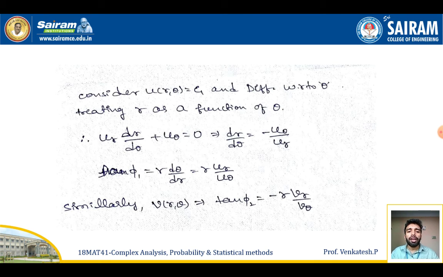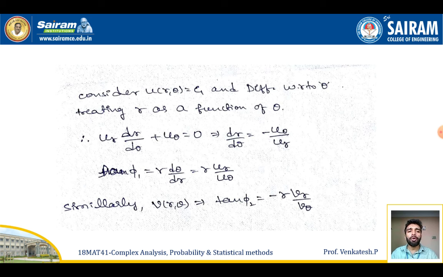And also we have the formula for tan phi, which is given by what? Tan phi is equal to r into d theta by dr, or I can write this as r into ur by u theta. I can write it from this formula, right? Now, similarly, I'm taking v of r comma theta as one more family of curves. After differentiating v with respect to theta, treating r as a function of theta, I'll be getting tan phi 2 is equal to minus r vr by v theta.